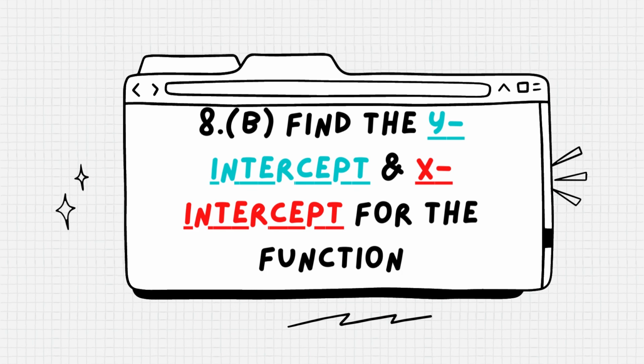Let's continue our lesson by doing the next question, which is question 8b, taken from our quiz 2 questions. Okay, let's identify the question first. 8b, find the y-intercept and x-intercept for the function.